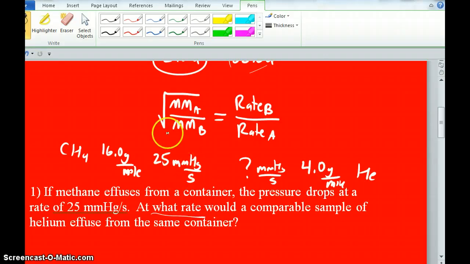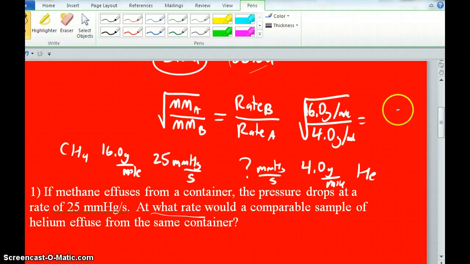And now I just plug some numbers into an equation. In this case, I'll choose to call the helium gas B, and we'll call the methane gas A. And if that's true, then the square root of the molar mass of methane, that should be 16 grams per mole, over that of helium, 4 grams per mole, should be inversely related to the ratio of the rates.